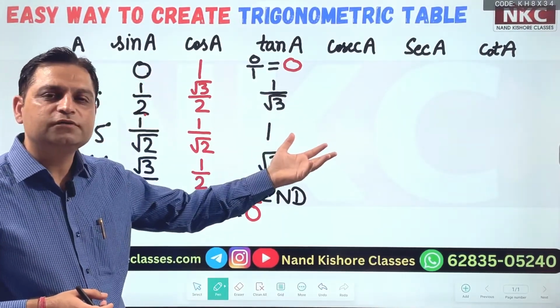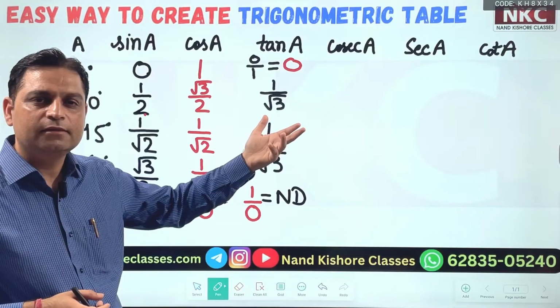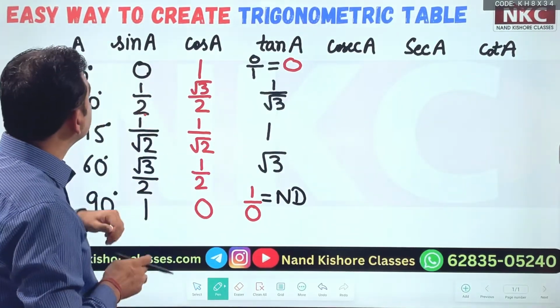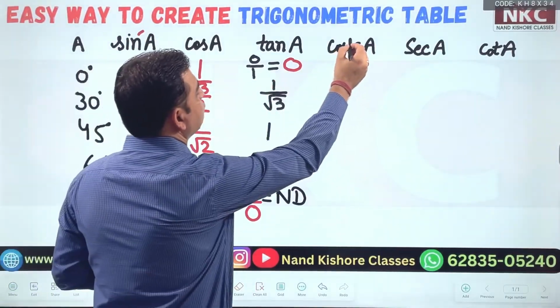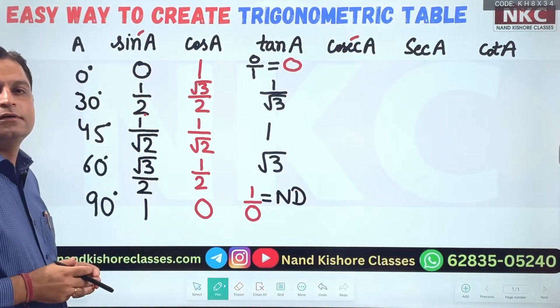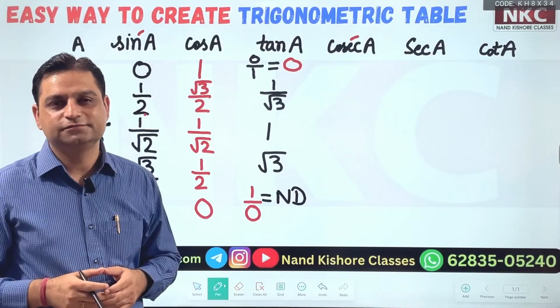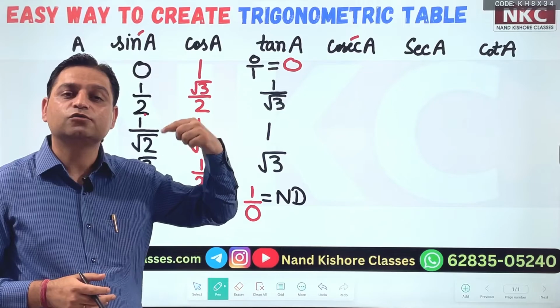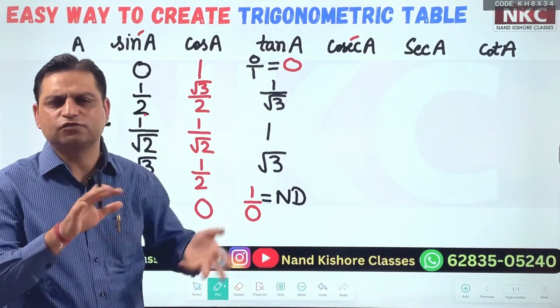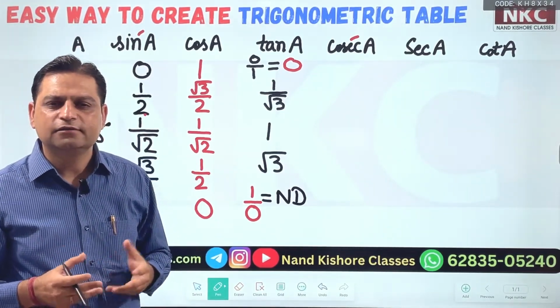Writing the next three columns is even easier than that. Why? You know, the first value sine and this one cosecant, they are reciprocal of each other. If sine is 1 over 2, then cosecant will be 2 upon 1, the reverse of that. That's all we need to do.